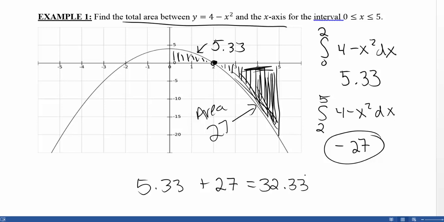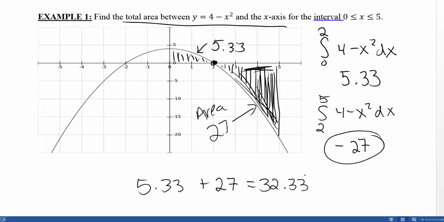So if I'm just looking for area, I can use the definite integral to help me determine that area so that I don't have to do it geometrically. But I have to be very cautious about where the area is positive and negative and make sure that I compute my negative area separately so that I could count it as positive. If I had just integrated this function from 0 to 5, then I would have ended up with negative 21.66.